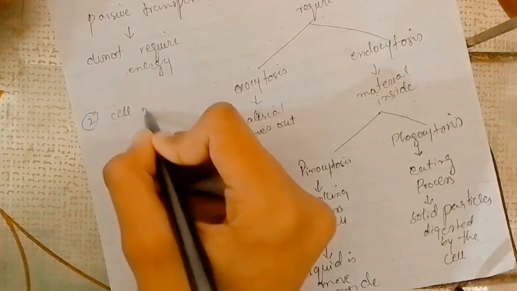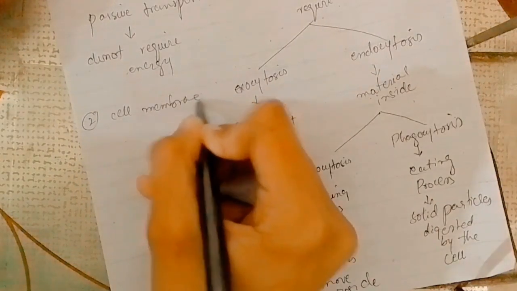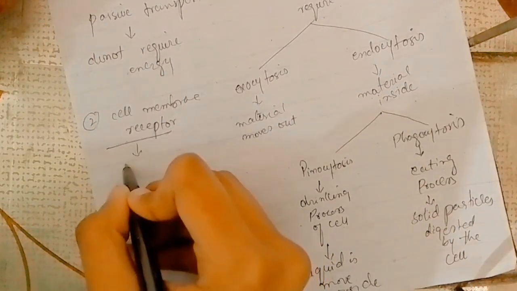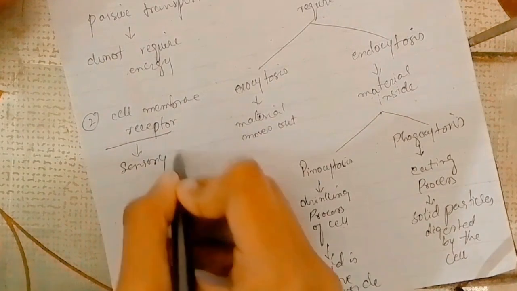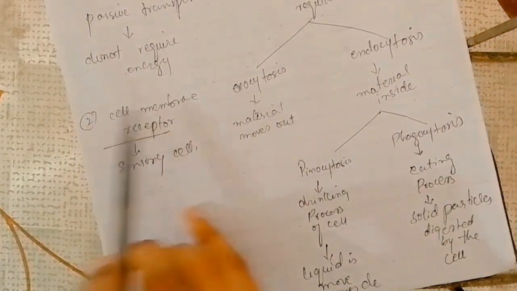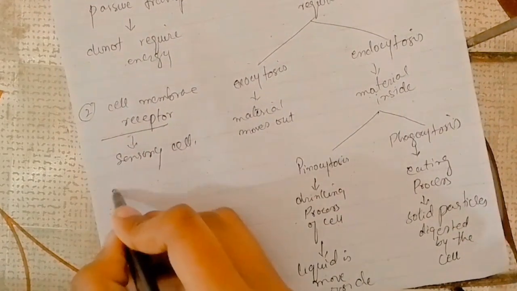Now the cell membrane also works as a receptor. Receptors are the sensory cells which detect the stimuli. So the cell membrane also works as a receptor.